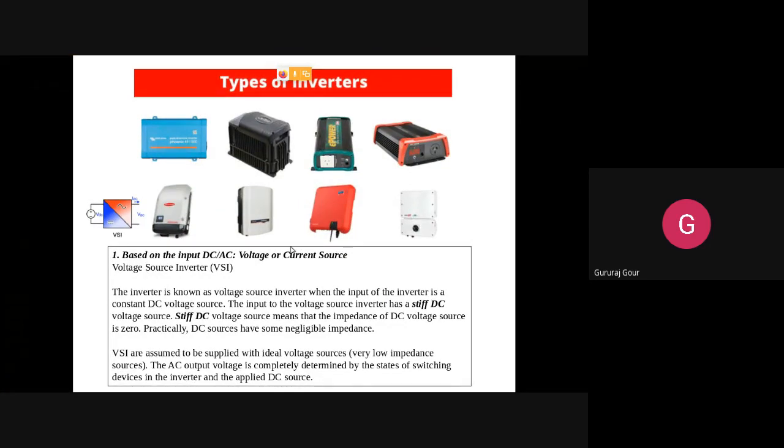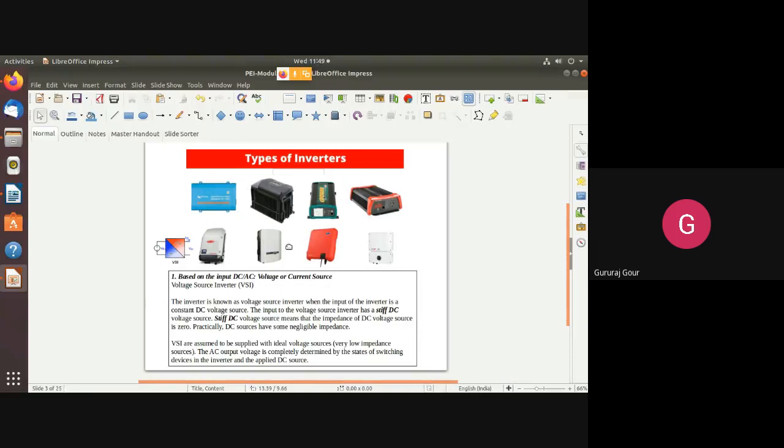So like that, you have to elaborate different types or classification of inverters if it has been asked in the exam. So in the next class, we are going to see single phase inverters with the different R and RL loads that you can see in the next class.